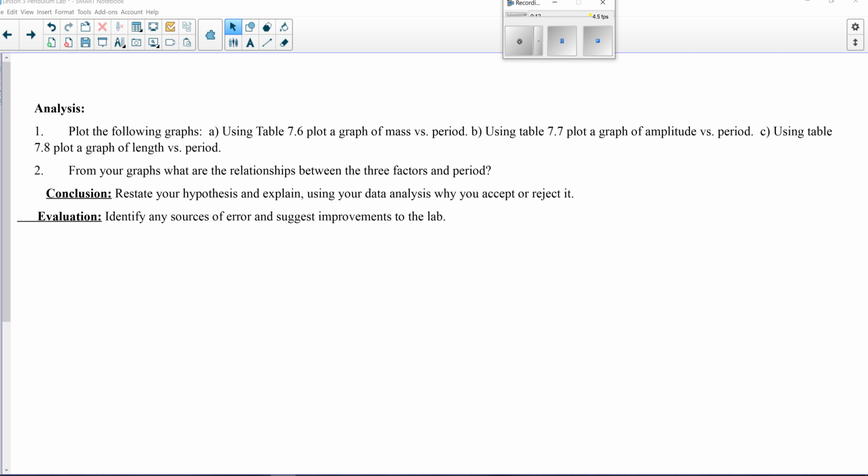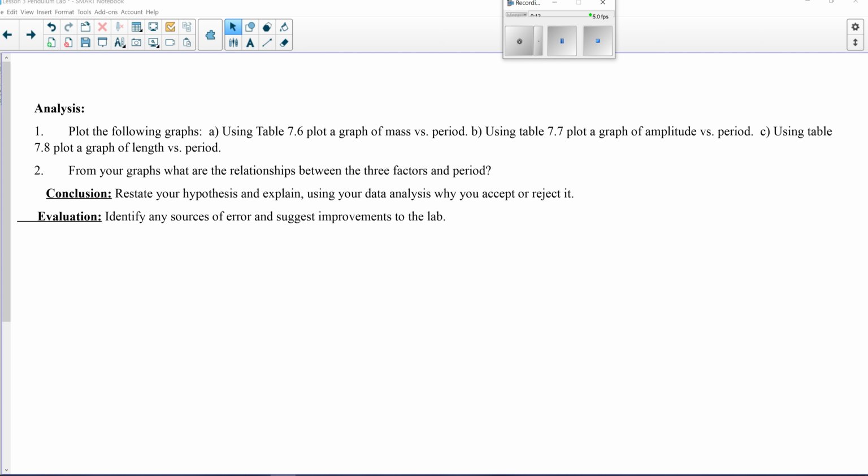Okay, so for the analysis, guys, it's pretty straightforward. You're plotting me 3 graphs. You're going to plot a graph of each part of the experiment. So one will have mass and period, one will have amplitude and period, and the other will have length and period. Okay, obviously period is the responding variable, so it always goes on the y-axis. Put your manipulated variable on the x for each one. And then explain what's the relationship that you see in those graphs. And you should already know what those results will be, based on what we did.